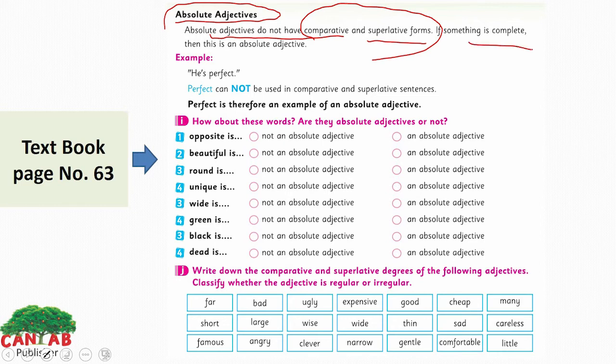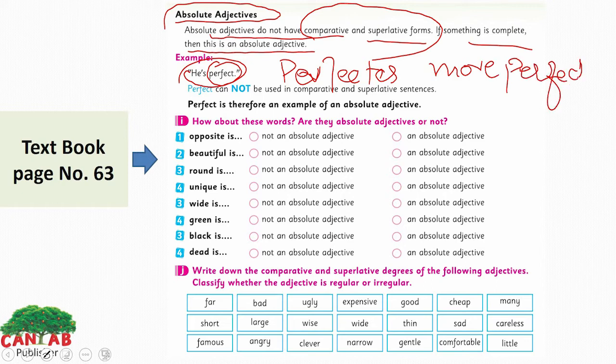If something is complete, then this is an absolute adjective. For example, he is perfect. The word perfect has no comparative and superlative degree. Have you ever heard the perfectest or more perfect? No, it can't be. That's why it is perfect here. Perfect cannot be used in comparative and superlative sentences.